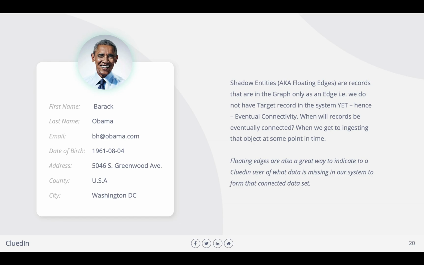Now, floating edges also have a real other advantage, is that often we don't know where these other tables or systems exist. What floating edges do is make it very obvious that there is a link to a record that you have not ingested yet. When it comes to things like companies and people, that will really help point to what system you should actually ingest next.